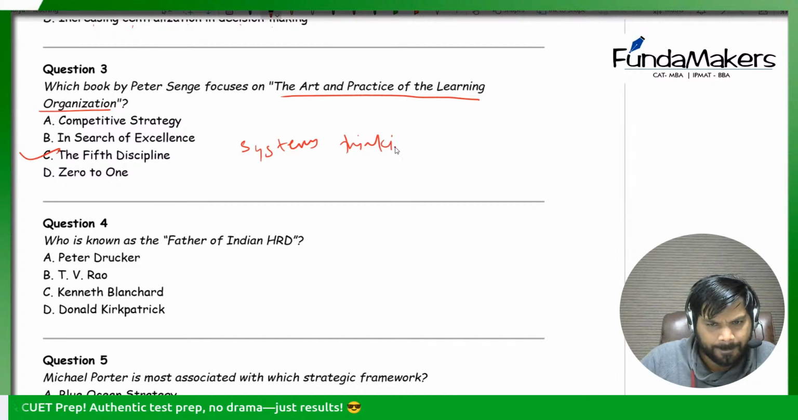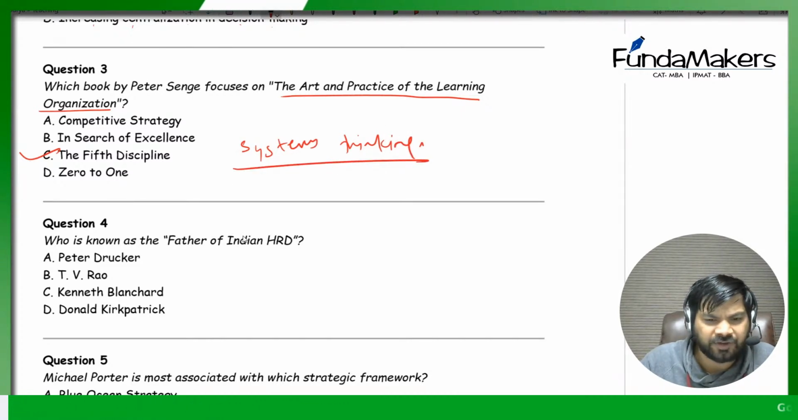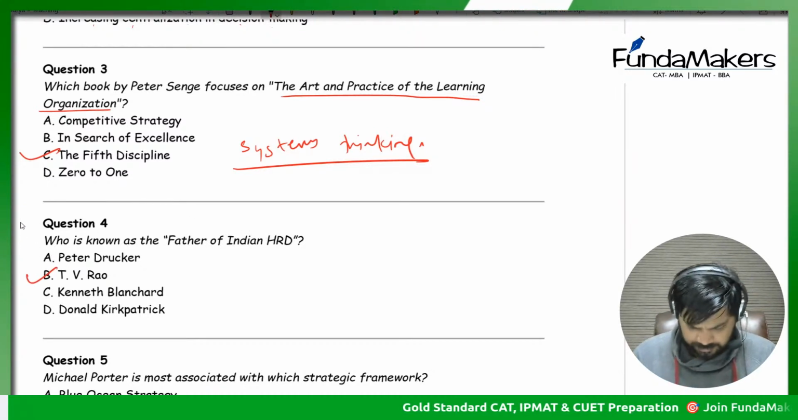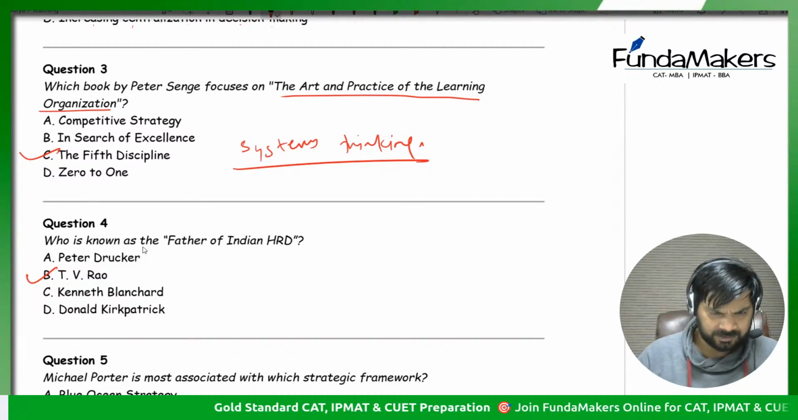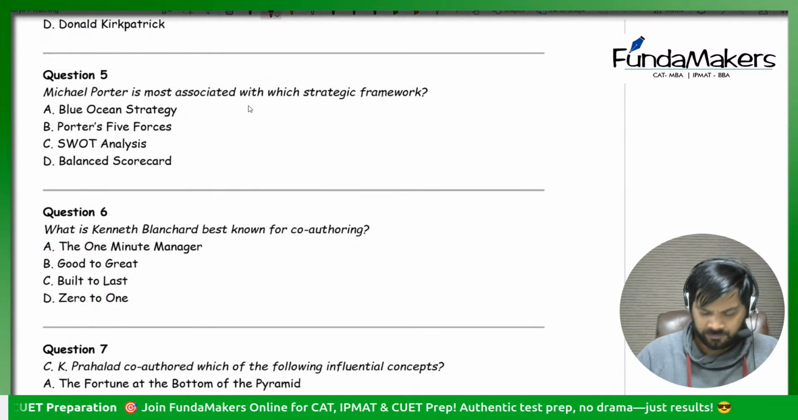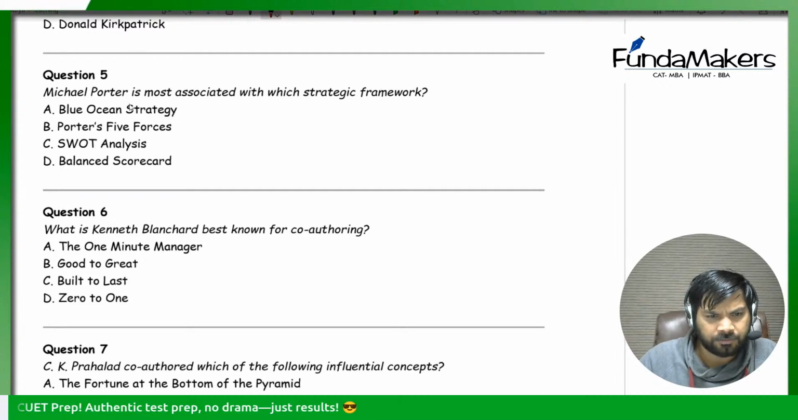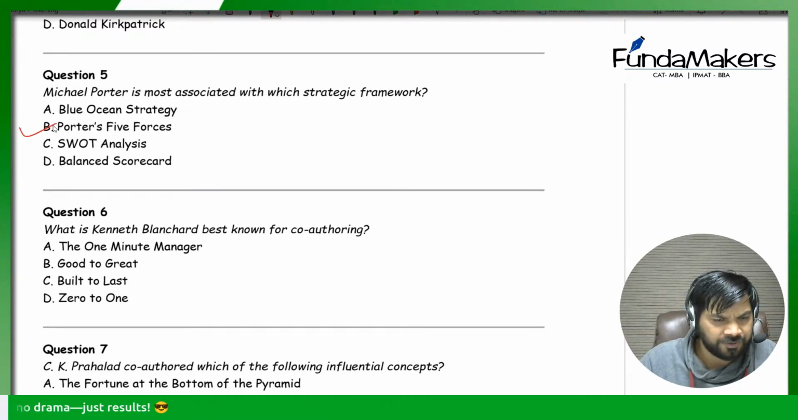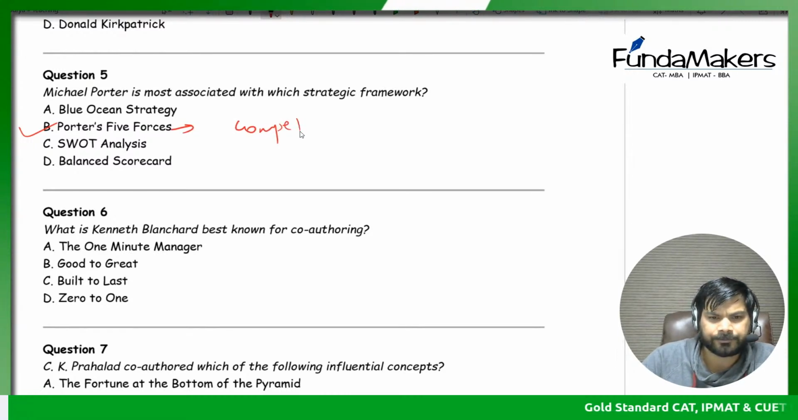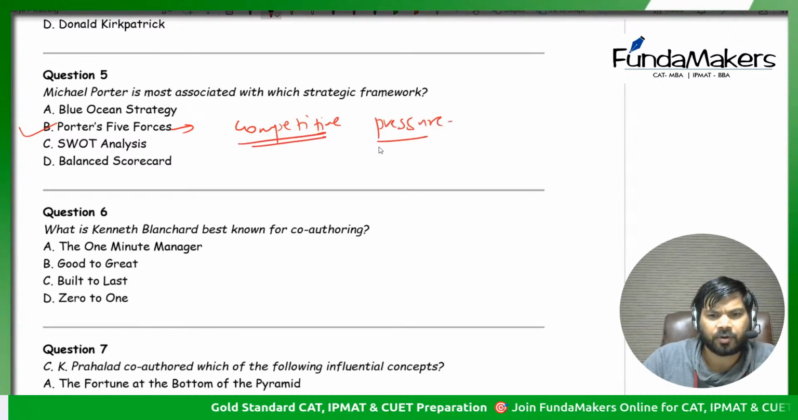Systems thinking. Okay. Now, who is known as the father of Indian HRD? T.V. Rao. T.V. Rao is considered the father of Indian HRD, human resource development. Next, fifth, Michael Porter is most associated with which strategic framework? Blue Ocean, maybe he was not there even. Porter's Five Forces, yes. Porter's Five Forces basically talk about competitive pressure. It focuses on competitive pressure.